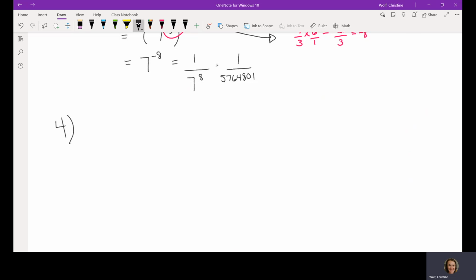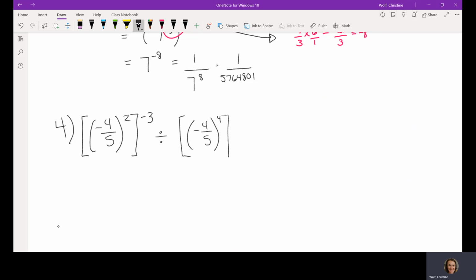And you guys are going to try this one yourselves. So big square bracket. In the bracket, -4 on 5. Close that little bracket. That's to the 2. Then close the square bracket. That's to the -3. Divided by big old square bracket. -4 to the 5. Close that round bracket. It's to the 4. Close the square bracket, and it's to the -5.